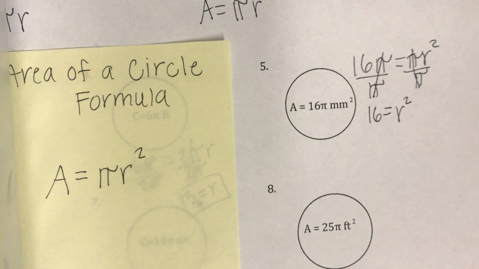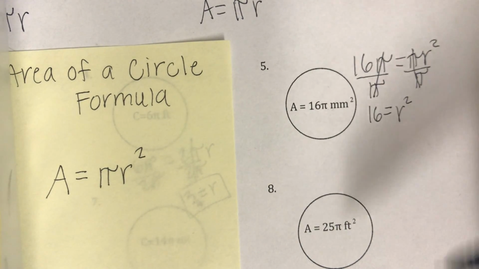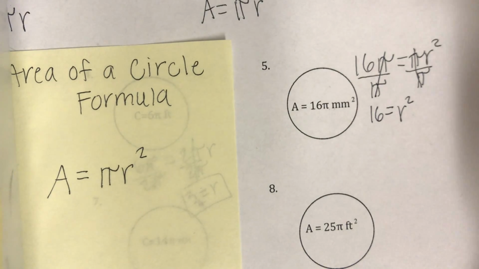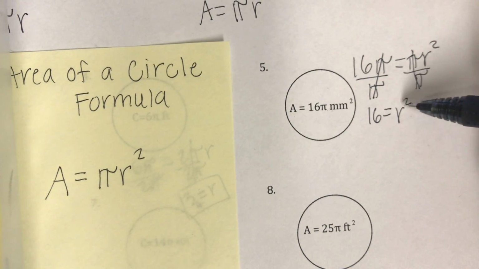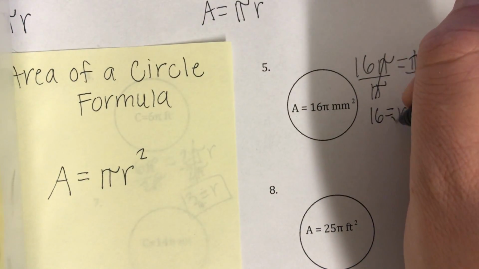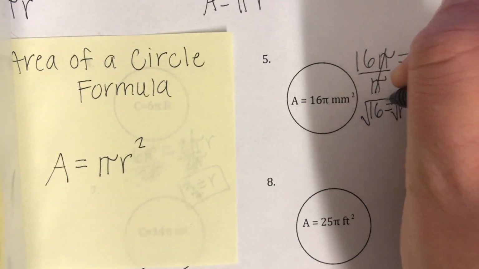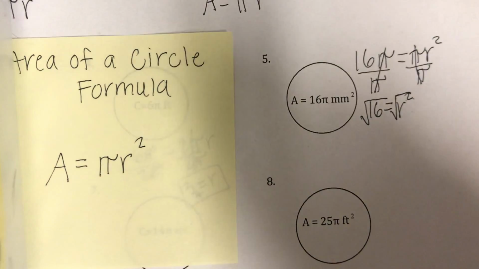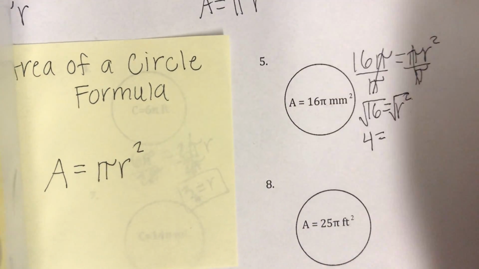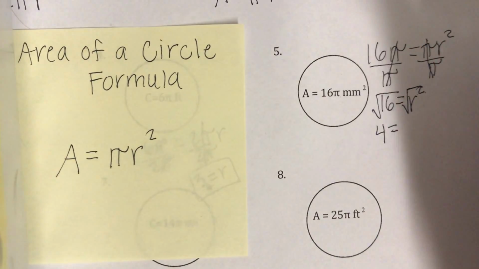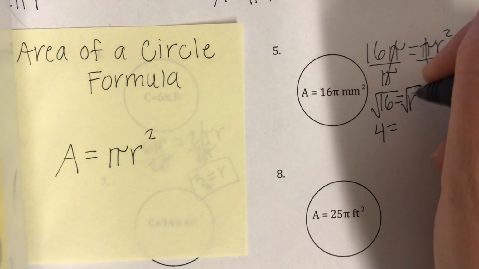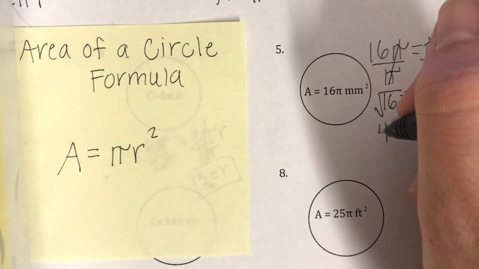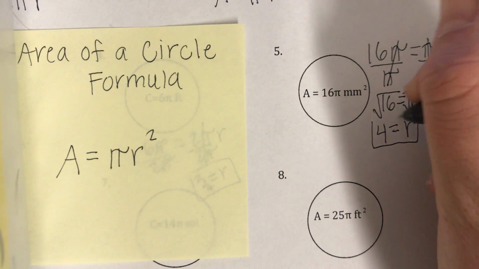That's not our answer, and that's not our answer because we want the radius, not the radius squared. So we need to undo that exponent of 2. And remember, the opposite of an exponent is taking the square root. So I take the square root of both sides. Maybe you know in your head that the square root of 16 is equal to 4. If you don't, type it into your calculator. And what happens here is the squared gets canceled out and we're just left with r. So we get that our radius is equal to 4 millimeters.